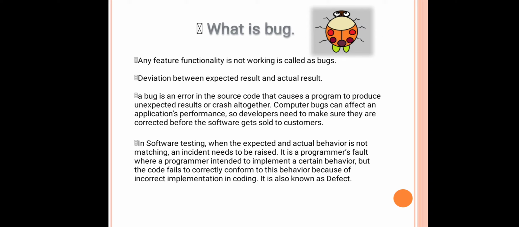And in software testing, when the expected and actual behavior do not match, then what happens? Then there are errors or bugs in the program or application, and it is a program fault where the programmer intended to implement a particular behavior. Also, if the code fails in the program, then that behavior is an incorrect implementation in the coding, and that is also called a defect.